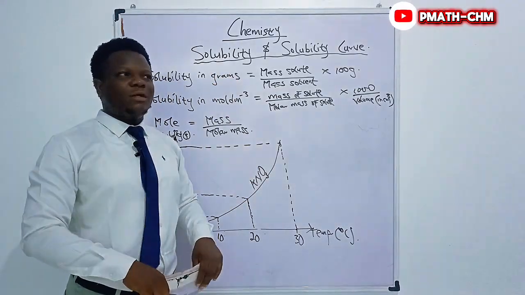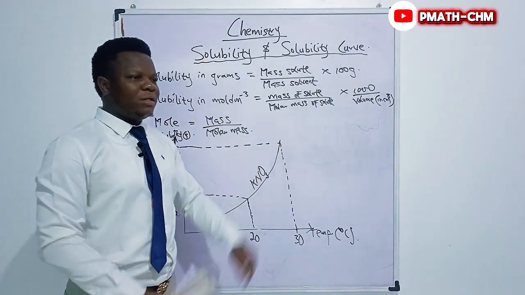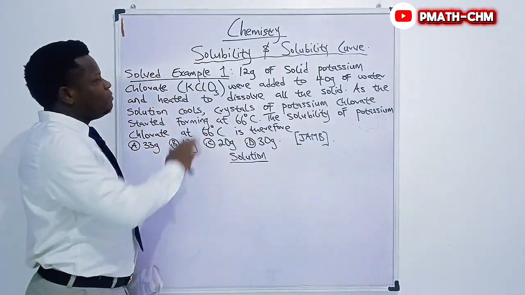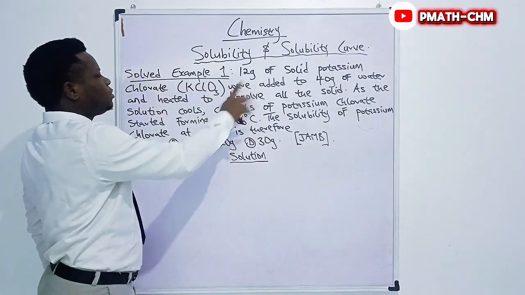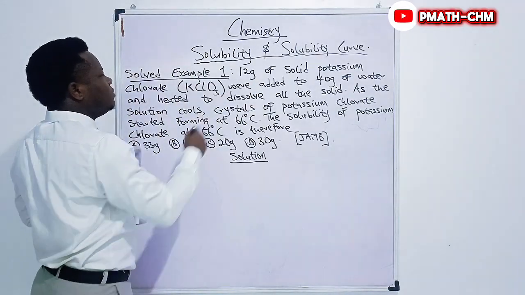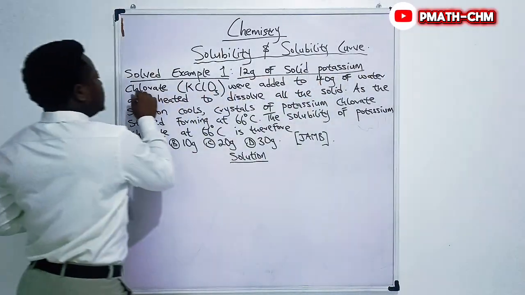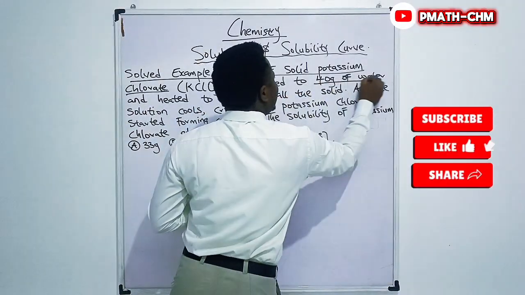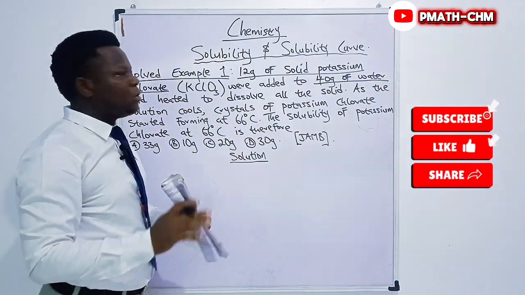Now, before we draw the curtain close, we're going to solve some JAMB problems on this topic. All right, now let's look at the first problem here, which says 12 grams of solid potassium chlorate were added to 40 grams of water. So this is the mass of your solute, and this was added to 40 grams, which is the mass of water, and heated to dissolve all the solid.